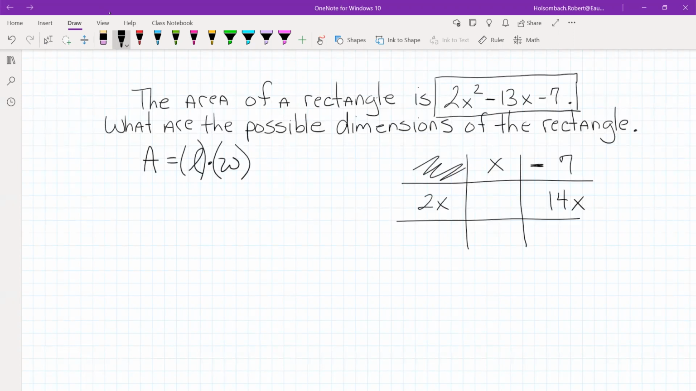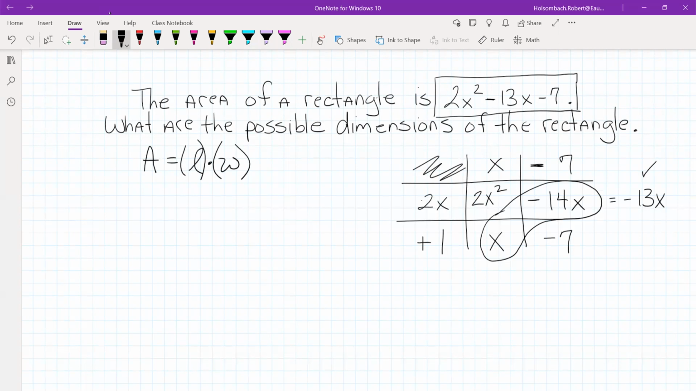The only other factor of 7 is 1. And since our last term is a negative, we need a positive times a negative to get a negative 7. And this positive 1 times x is x. And when we combine the x and the negative 14x, we get negative 13x. So we're good on our middle term. And 2x times x is 2x squared. So we're good with these factors on our first term.